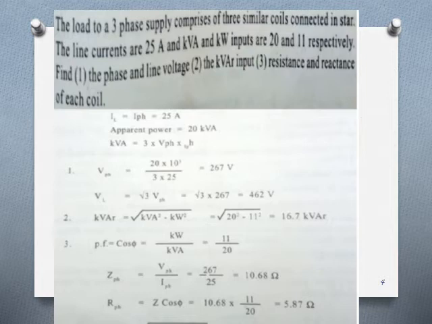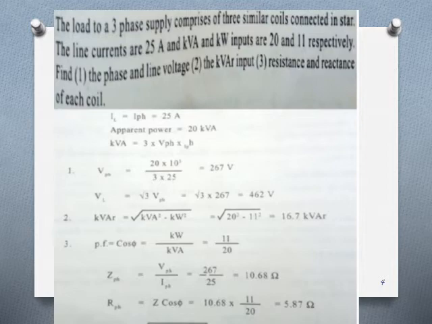So first you have to find out what is the phase and line voltage. Then you need to find out kVAR input. kVAR is nothing but the reactive power. Then you have to find the resistance and reactance of the coil also. So all you know is it is a star connected system and you have been given the line current. In a star connected system, the line current and phase current are the same. So IL is equal to IPH is equal to 25 ampere.